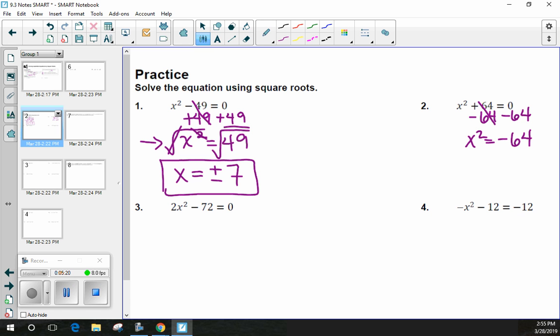So if I get this all by itself and I see it's equaling a negative value, then I know that I'm not going to be able to proceed, because if I try to take the square root of a negative here, I'll get an error message on my calculator. It won't work. There's no real solution that makes this true. Okay? So this is no real solutions.